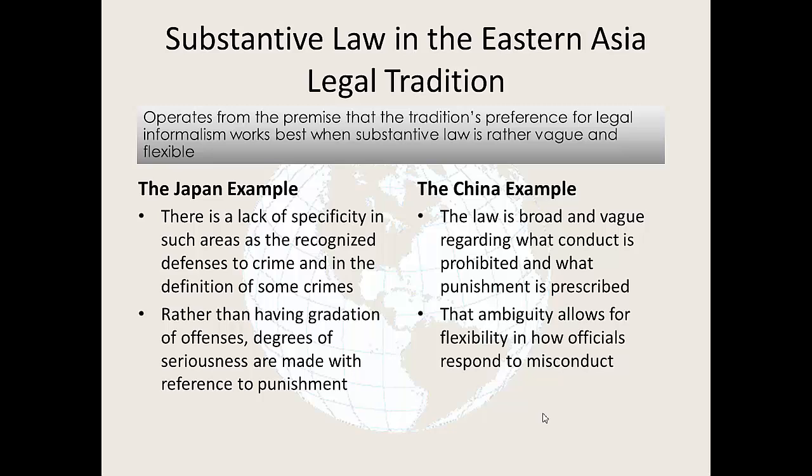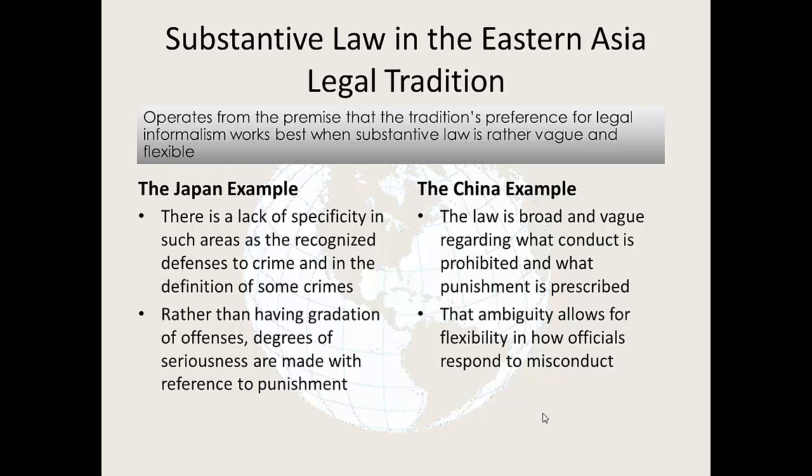The substantive law in the Eastern Asia legal tradition operates from the premise that the tradition's preference is for legal informalism. We try to handle things as informally as possible under the Eastern Asia tradition. In Japan, there is a lack of specificity in such areas as the recognized defenses to crime and the definition of some crimes. We'll see some examples of that when we get into the chapter on Japan.